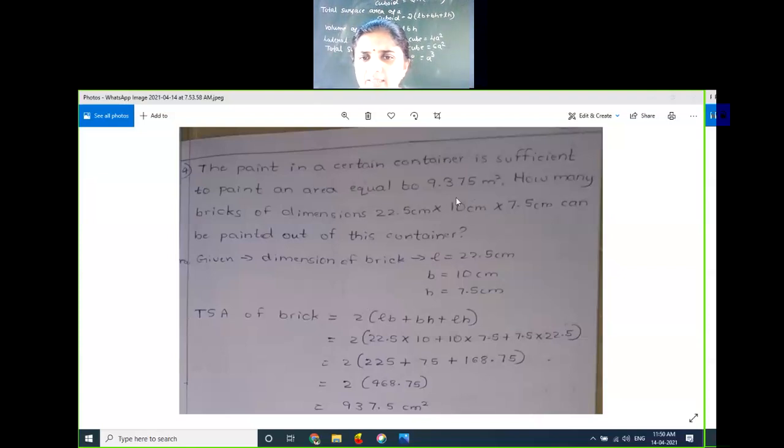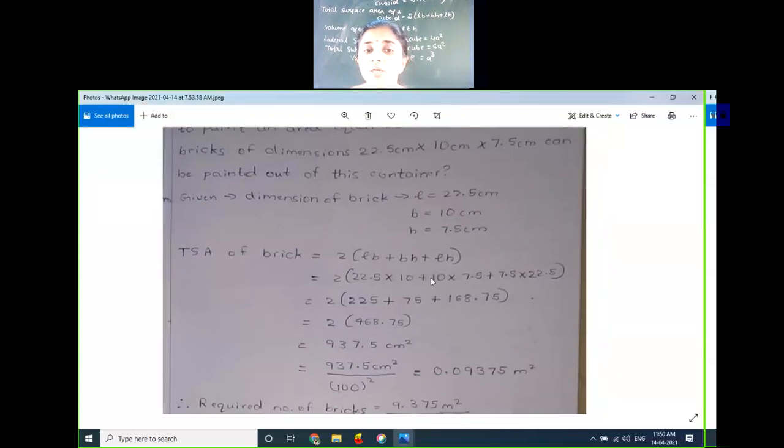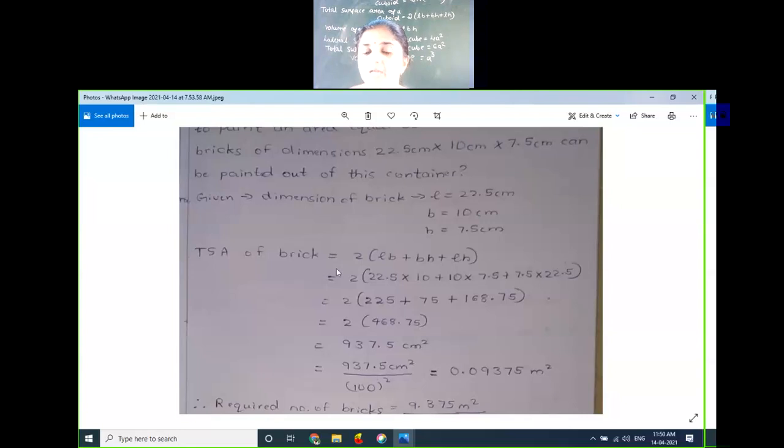The container is sufficient to paint this much area. Now, the given dimensions of the brick are length 22.5 centimeter, breadth 10 centimeter and height 7.5 centimeter. Now you can easily find the total surface area of the brick. The formula is 2 into (LB plus BH plus LH). Now substitute and simplify. Substitution is very easy, no?